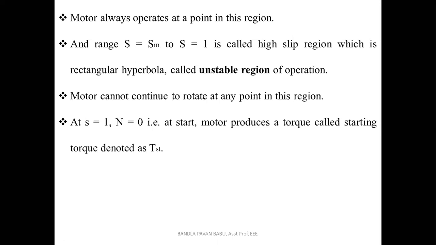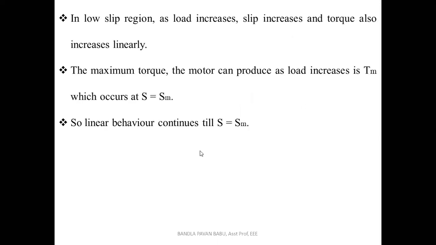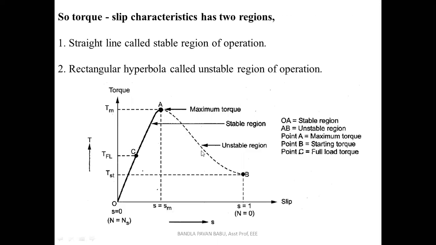And the motor produces a torque called starting torque, denoted as TST. And of course we have seen the equation, the TST equation, in the earlier session. So this is the performance of the torque slip characteristics of an induction motor. With respect to the slip, how the torque is produced in the induction motor, and what are the regions? And what are the relations?